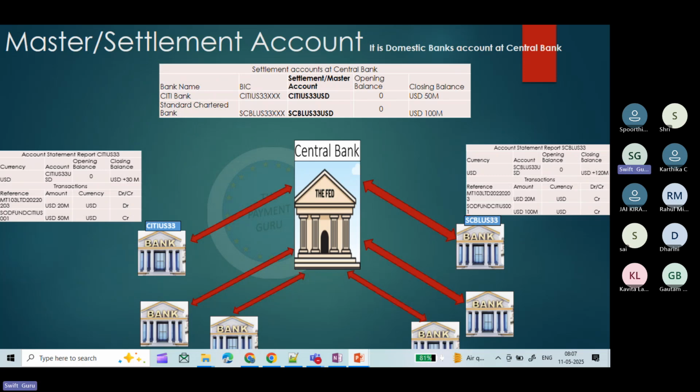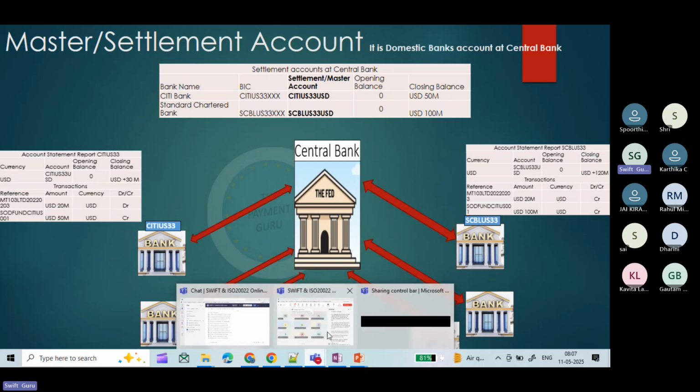So the next topic today is the settlement account or the master account. Now, what are these kinds of accounts? One second, I will try to join.